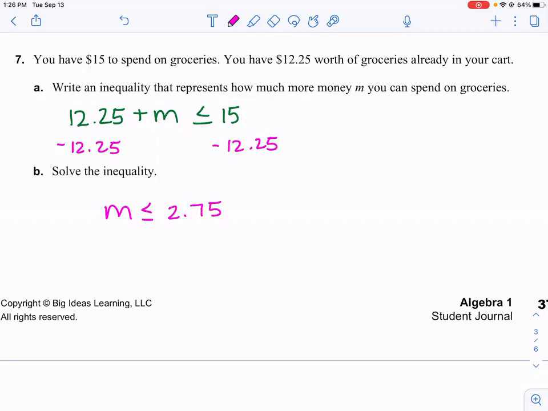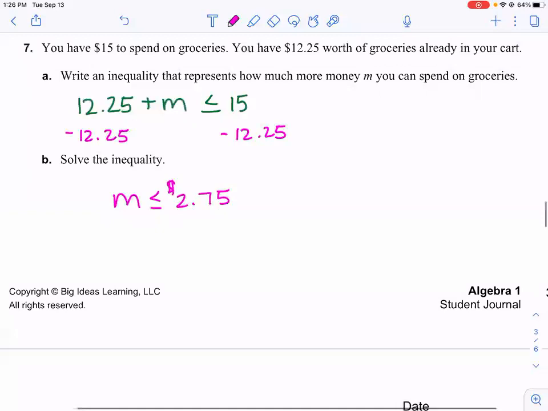Okay, 15 minus 12.25 would be 2.75. Okay, you have $2.75 left to spend on your groceries. Oh, let me tell you, you can buy, well, maybe 2 loaves of bread, okay?